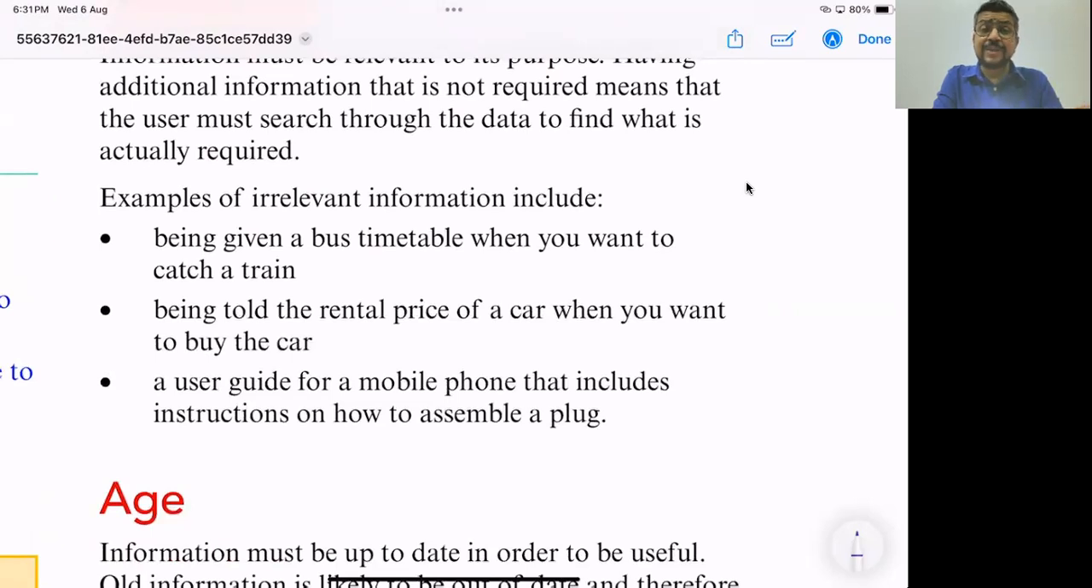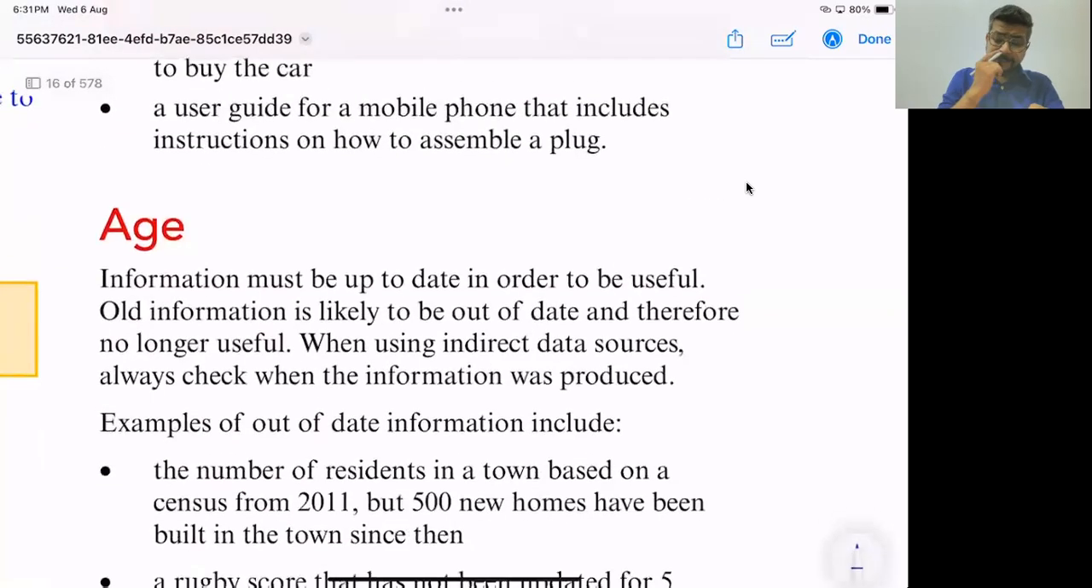Examples of irrelevant information include being given the bus timetable when you want to catch the train, being told the rental price of a car when you want to buy one, or a user guide for a mobile phone that includes instructions on how to assemble a bulb. Okay? Then age. Whenever we talk about the age criteria, as mentioned, you can see on the screen, information must be up to date in order to be useful. Old information is out of date and therefore no longer used.